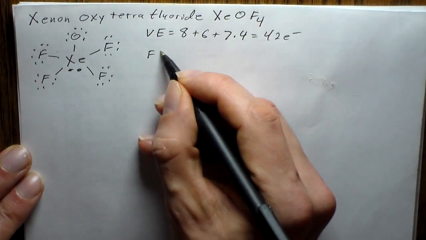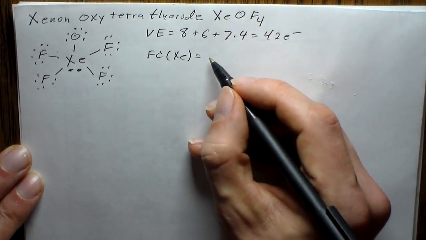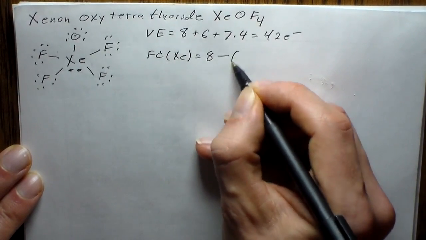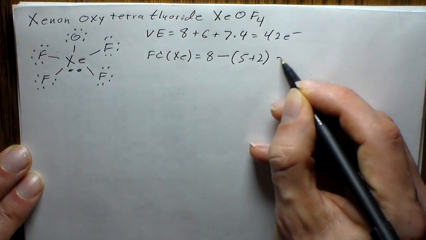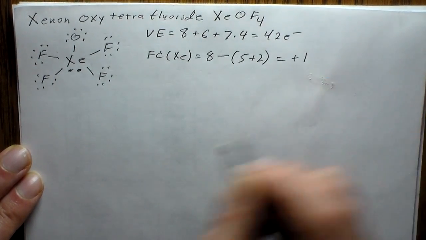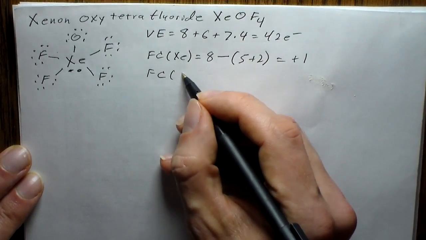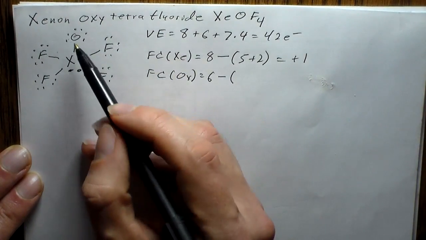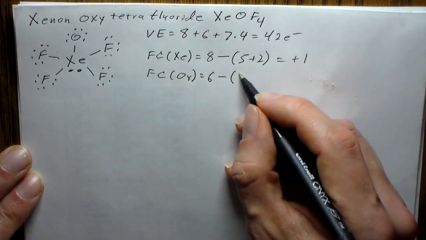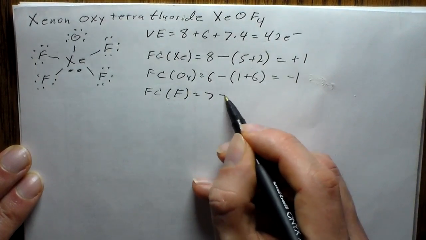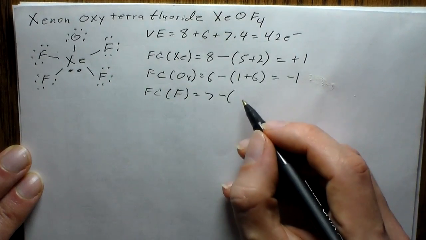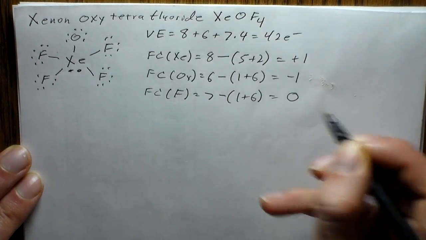All right, so the formal charge on my xenon, that's going to be 8 valence electrons minus, I have here 1, 2, 3, 4, 5 lines and 2 dots, and that's going to be a +1. The formal charge on my oxygen, 6 minus, and here I have 1 line and 6 dots again. It's going to be a -1. And the formal charge on my fluorines, 7 minus, and again 1 line and 6 dots. That's going to be 0.